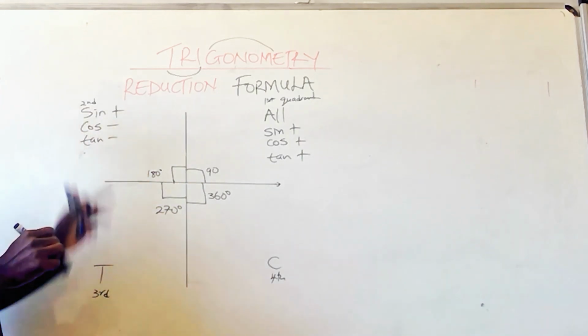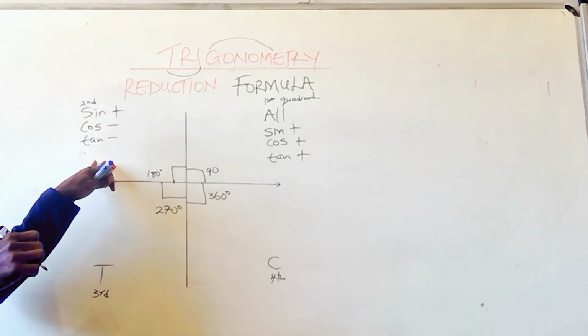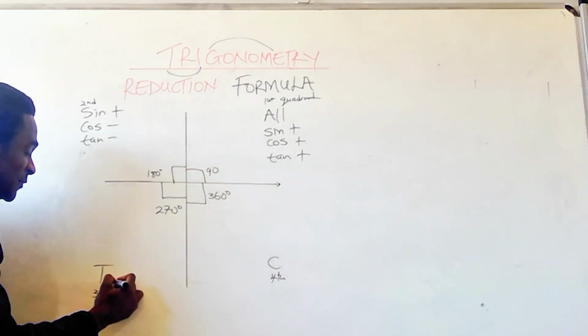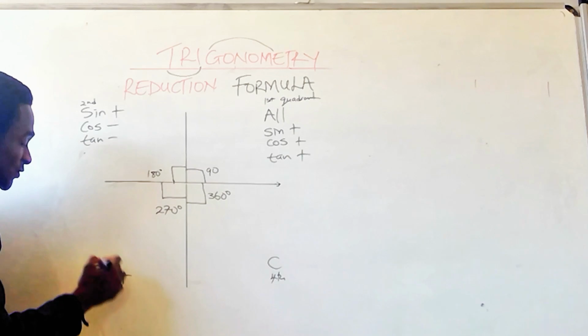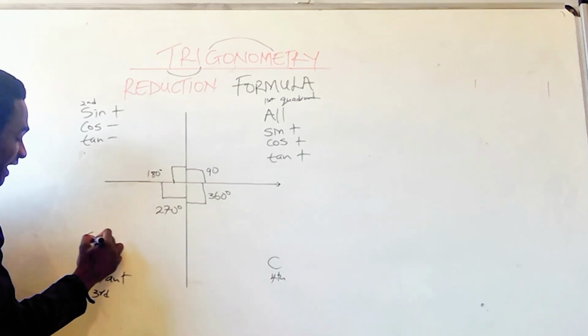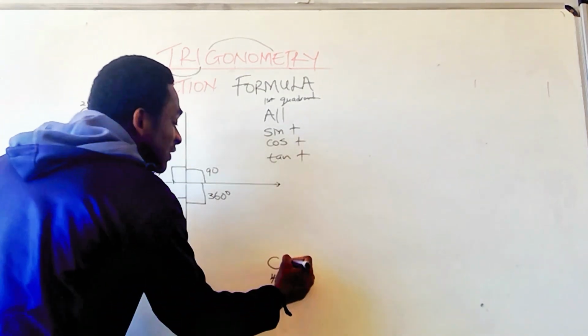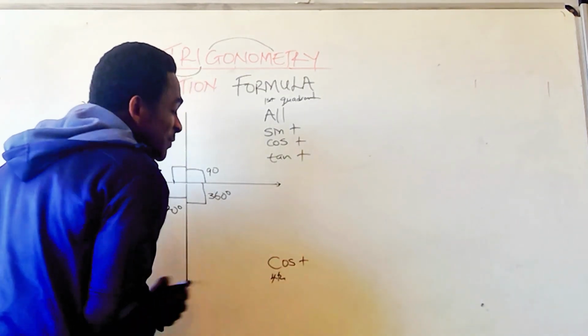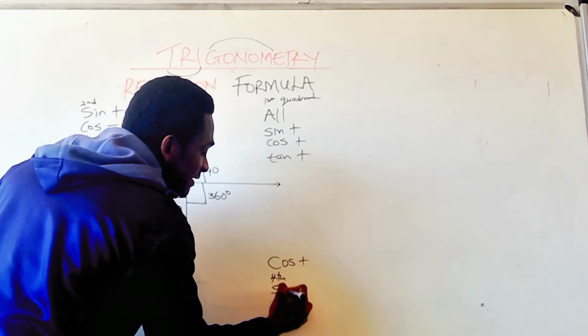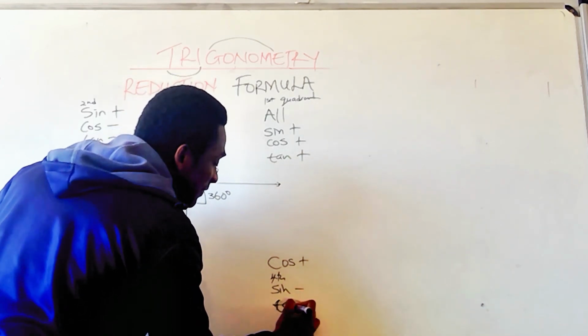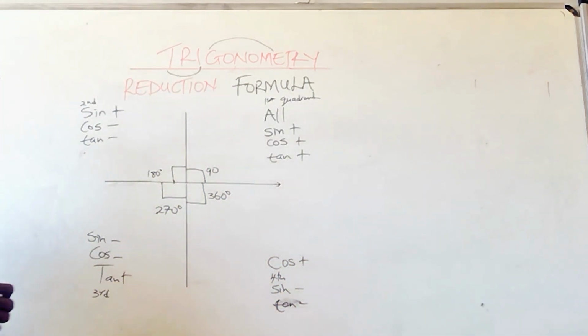Cos and tan will be negative, so whenever you encounter anything that is tan within this quadrant, it will be negative. Here, tan will be positive, cos will be negative, and sine will also be negative. In the last quadrant, which is the fourth quadrant, cos of any angle will be positive, sine will be negative, and tan will be negative. Then how do we use this to solve problems?